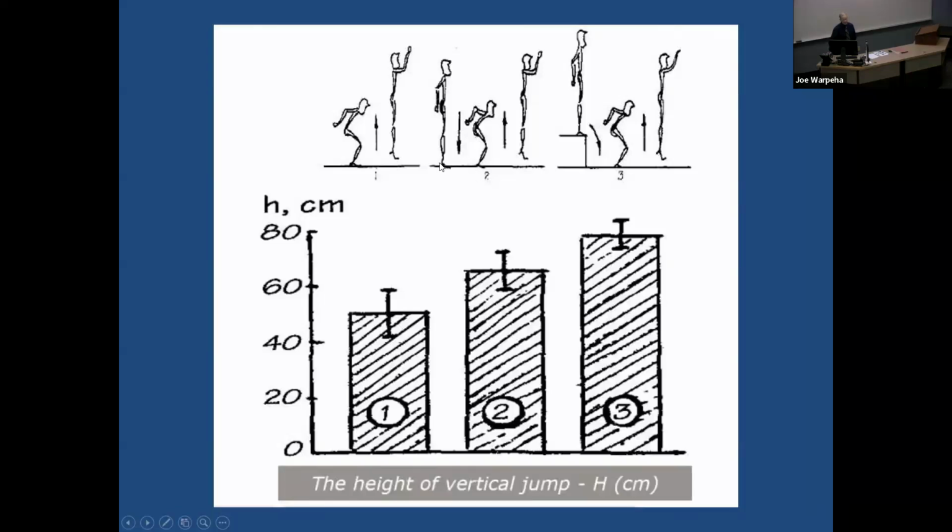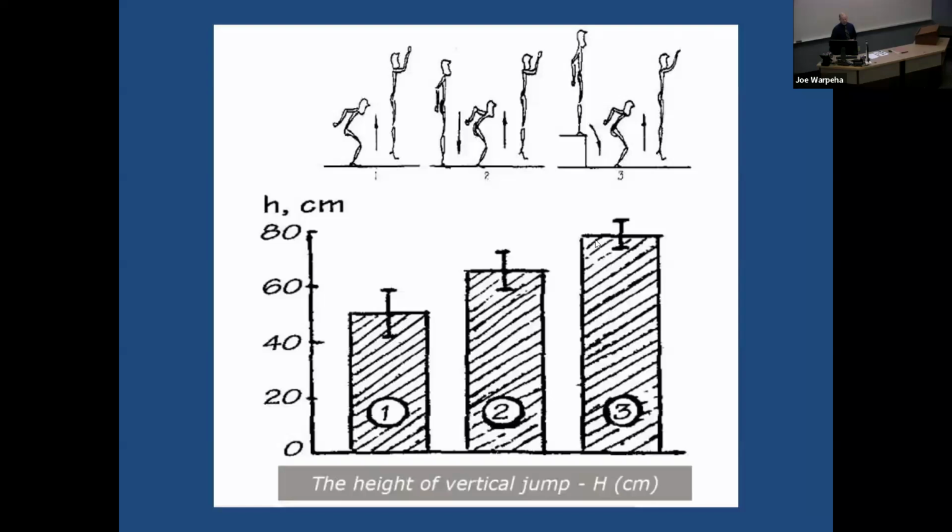Exhibit two, what's the difference here? The person dips down, jumps up, lands, and then jumps again. So jumps, lands, and then jumps again, as opposed to just dip and jump. See the difference there? They went higher that time. They jumped higher as a result of that.